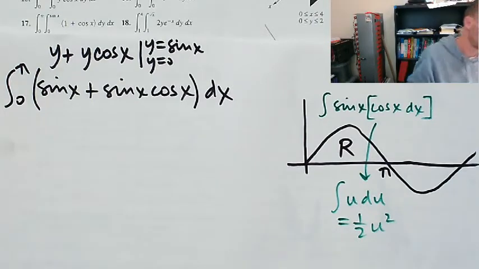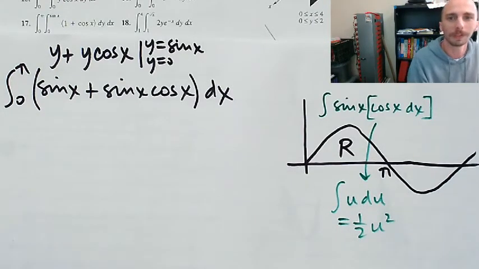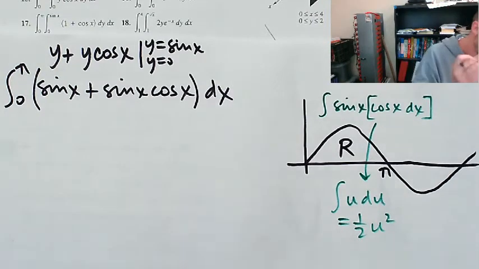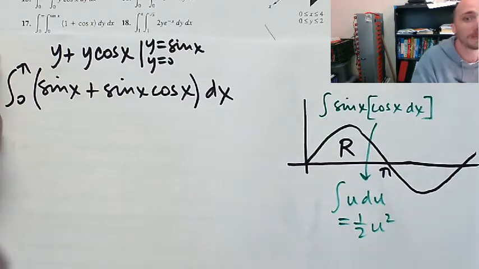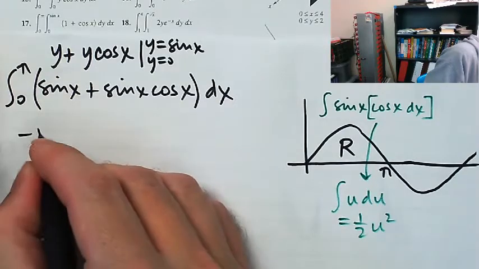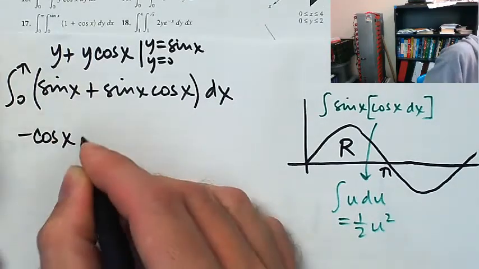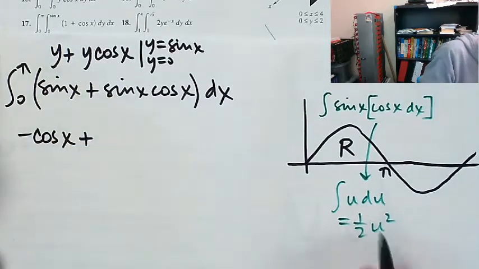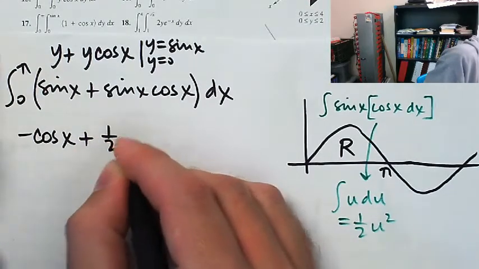That was slick. Okay. I doubt the person that showed me this is watching because I bet he's already done all of them. But if you are, thank you. That was really nice. Okay, so I've got an antiderivative for sine. That's negative cosine. And then an antiderivative for this guy is 1/2 sine squared x.